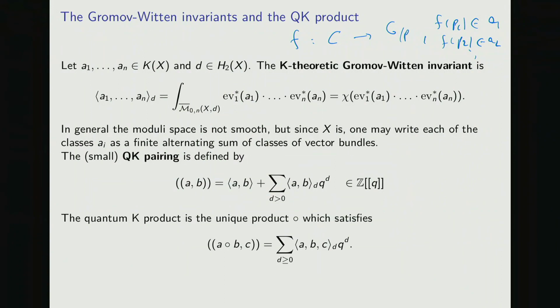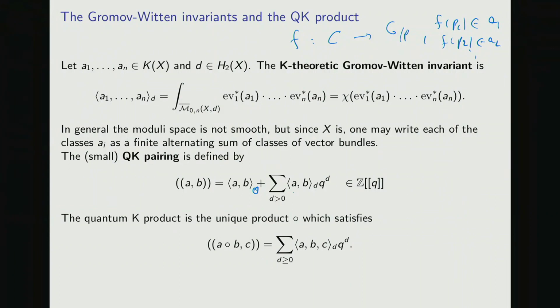Now I'm going to define the corresponding pairing in quantum K-theory. You pick two classes, and you want to define this double bracket pairing. The first part of the pairing is the usual pairing in K-theory. Then you have to add a generating series of all the 2-point Gromov-Witten invariants corresponding to the classes A and B, with q^d as the bookkeeping device. In particular, this is an honest power series.